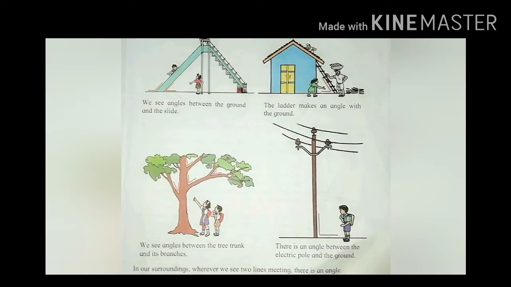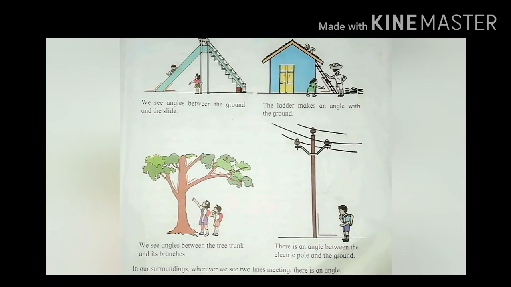Angles. We see angles between the ground and the slide. Here there's a picture of a slide. When the slide is touching the ground, you can see an angle on the left hand side and also on the right hand side. Second picture, the ladder makes an angle with the ground. The ladder is also making an angle with the ground.